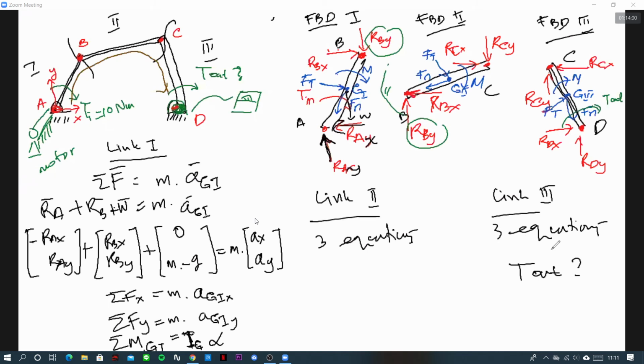So I have finished with the four-bar linkage for today. We'll continue with slider crank mechanisms on Thursday.